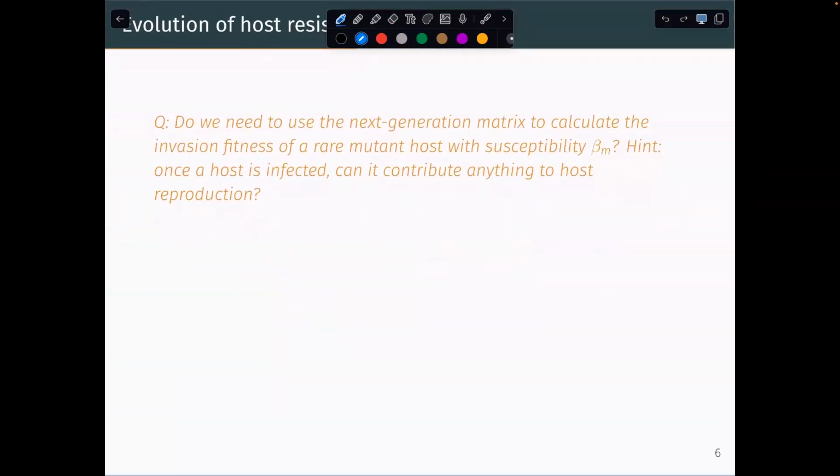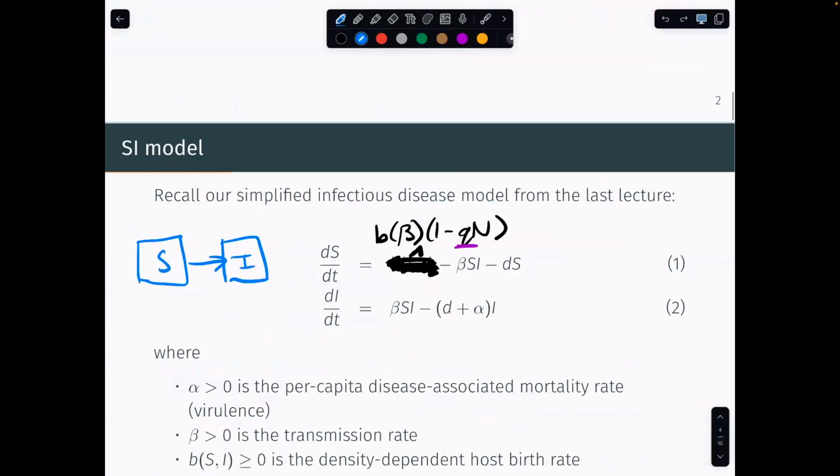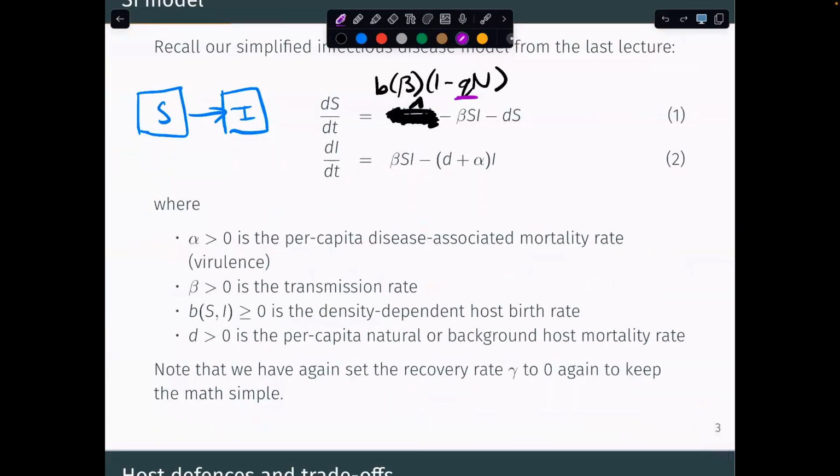The question here is, do we need to use the next generation matrix to calculate the invasion fitness of a rare mutant host that has susceptibility beta M? And a hint here: once a host is infected, can it contribute anything to host reproduction? So let's just take a quick step back. Remember when we were doing pathogen evolution, we would end up with an additional equation that was dM/dt is equal to something, right? And so we were able to just look at this equation here, look at its per capita growth rate when it's rare, that gives us our invasion fitness, okay?